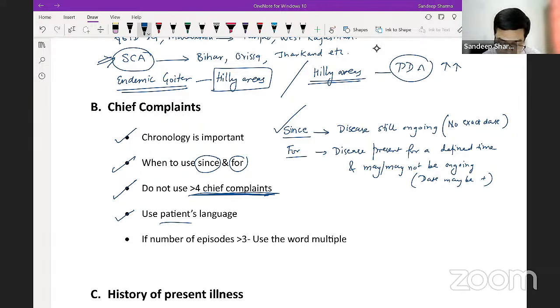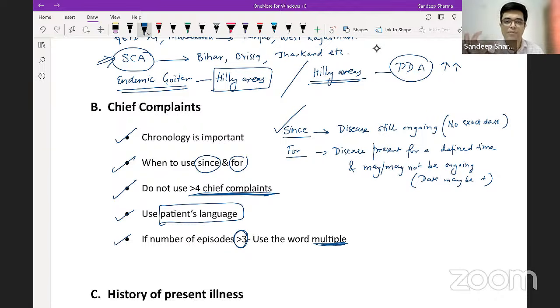So use the patient's language. Do not apply your own technical skills or technical words here. They should be avoided. And suppose it is a discrete illness, a child is admitted with vomiting. If the number of episodes is more than 3, you will use the word multiple. Very important. I'll give you an example.